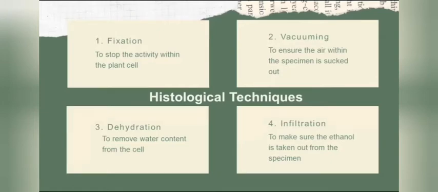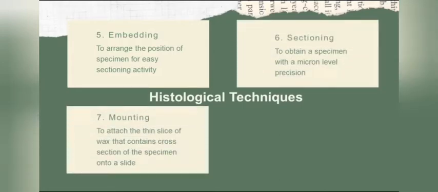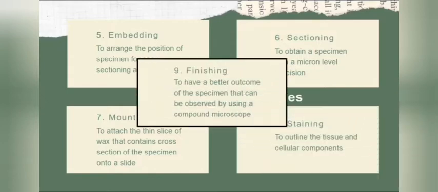Histological techniques involve fixation to stop the activity within the plant cell, vacuuming to ensure the air within the specimen is sucked out, dehydration to remove water content from the cell, infiltration to make sure the ethanol is taken out from the specimen, embedding to arrange the position of the specimen for easy sectioning, sectioning to obtain a specimen with micron-level precision, mounting to attach the thin slice of wax that contains a cross-section of the specimen onto a slide, staining to outline the tissue and cellular components, and lastly finishing to have a better outcome of the specimen that can be observed using a compound microscope.